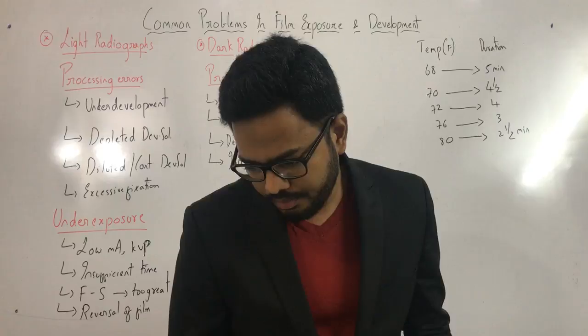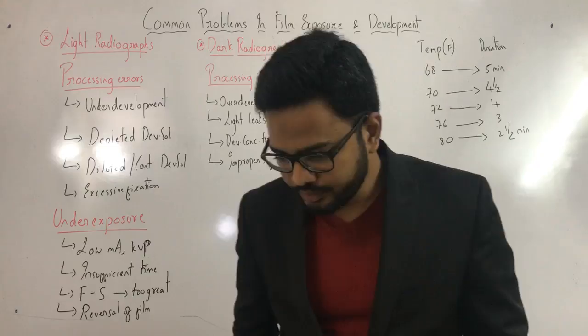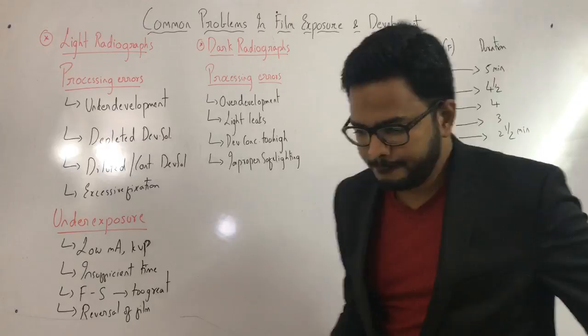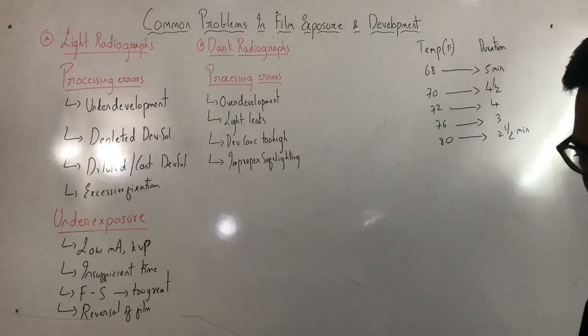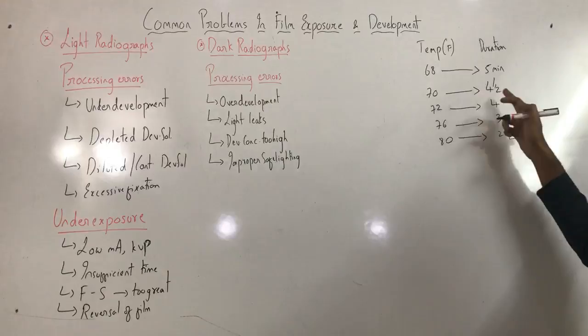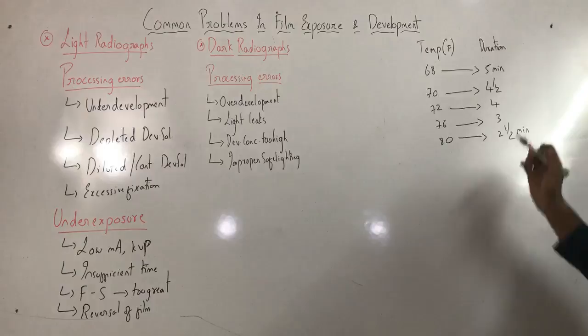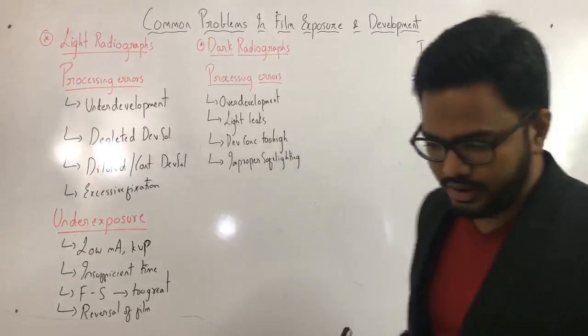Yes, this was asked previously also. Yes, Nidhi, we'll discuss film fog next. So 68 degrees Fahrenheit, as you can see, 5 minutes duration, 70 degrees Fahrenheit, 4.5 minutes, 72 degrees Fahrenheit, 4 minutes, 76 degrees Fahrenheit, 3 minutes, 80 degrees Fahrenheit, it's 2.5 minutes. We need to memorize these values, right? This was asked previously.